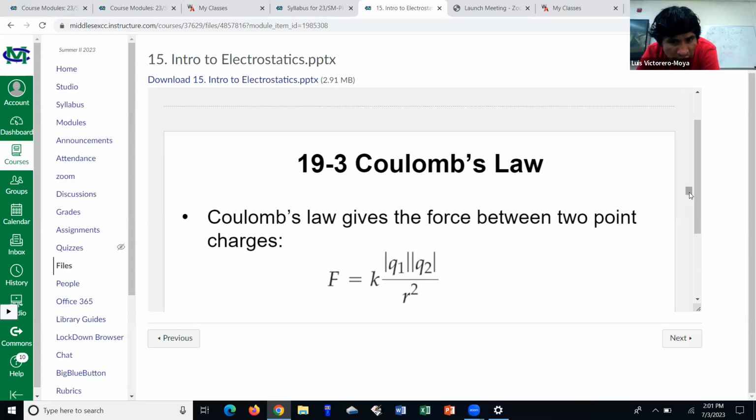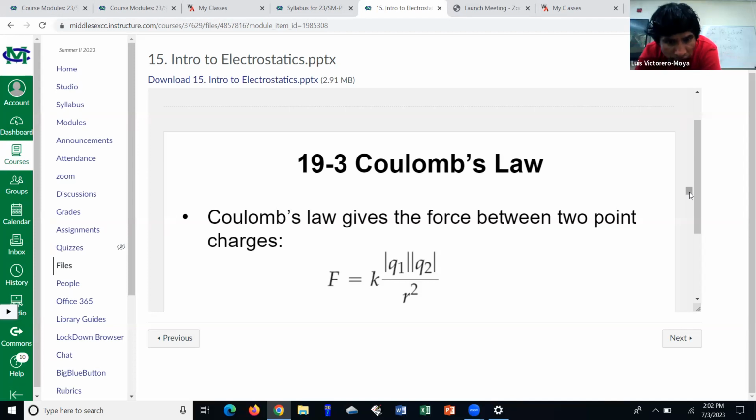Now, if you have studied Newton's gravitational law or law of gravity, that equation looks very similar, right? The force of attraction between the Earth and the Moon, or the Earth and the Sun, is modeled by a very similar equation. But the difference is that instead of charge, we use the masses of the planets, and instead of K, we use the gravitational constant.